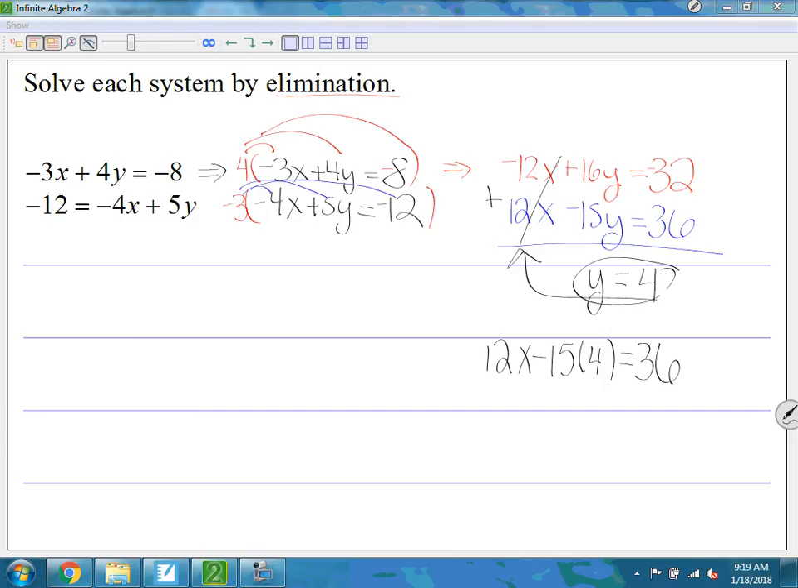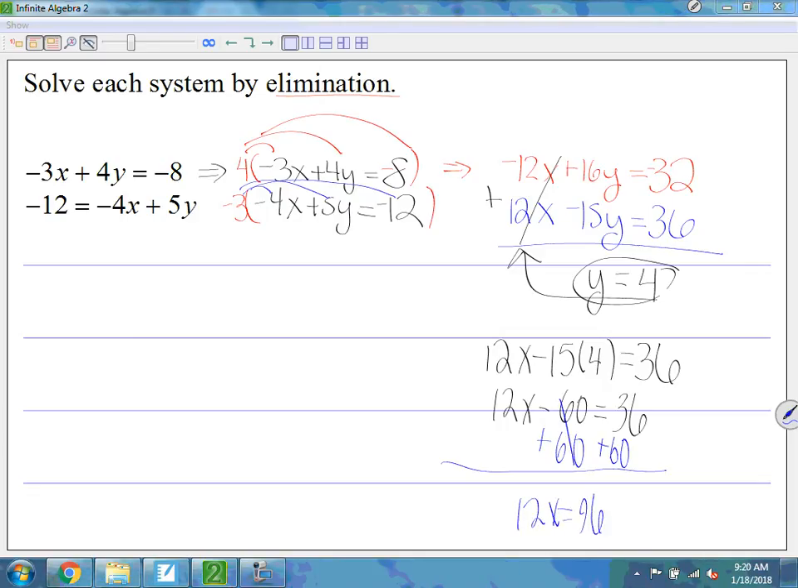And then 12x minus 60 equals 36. And then you add 60 to both sides, so 12x equals 96. And then x equals 8. Okay, so an 8 from a 4. And you can plug those in to make sure they work. All right, questions there?